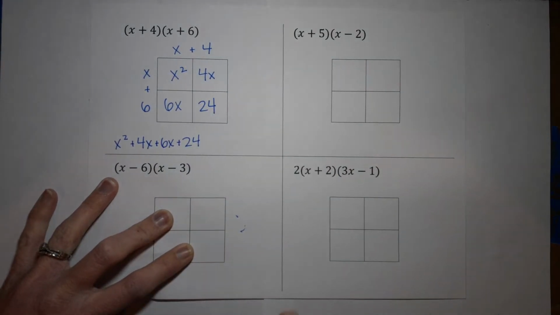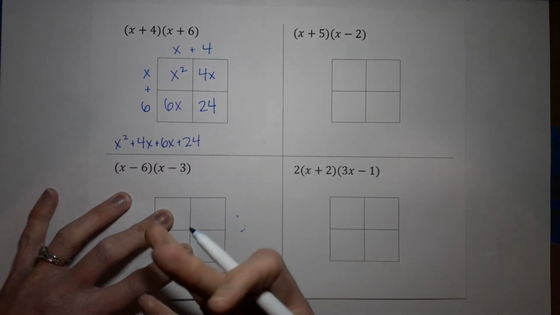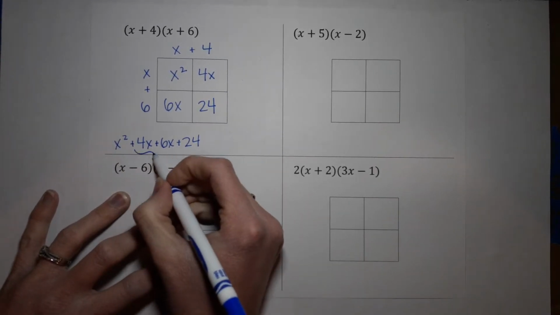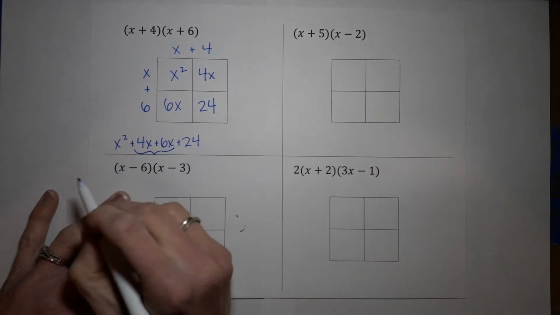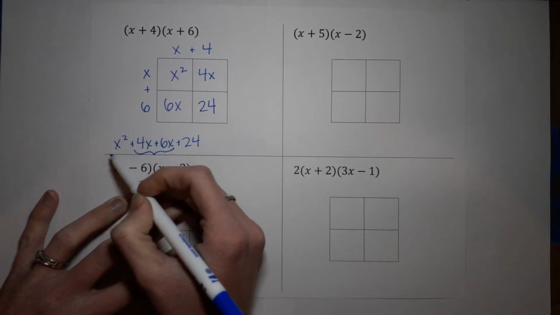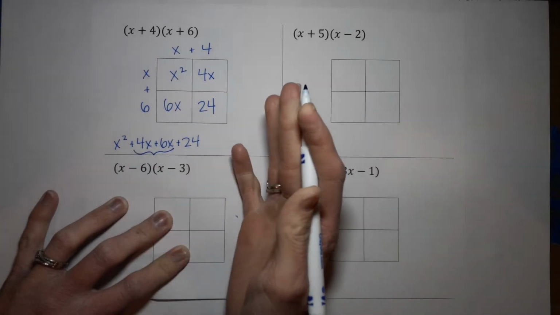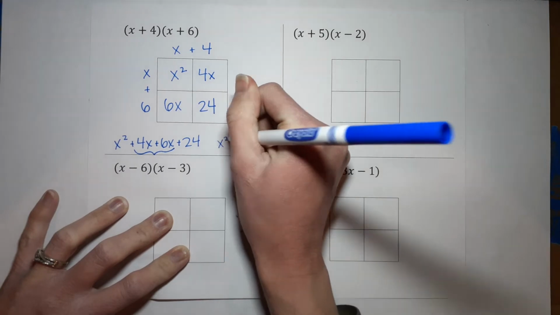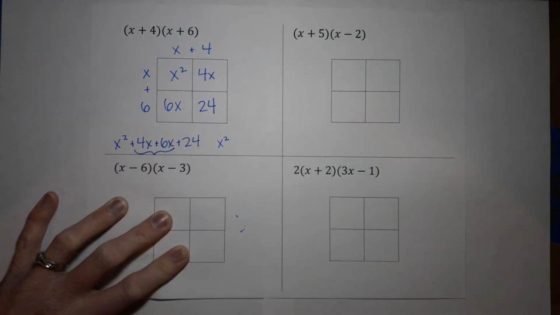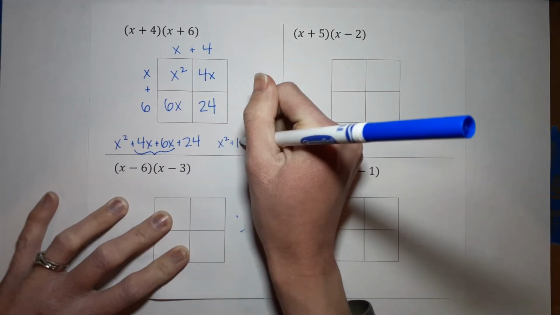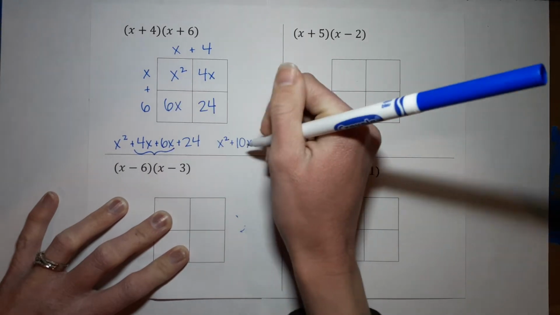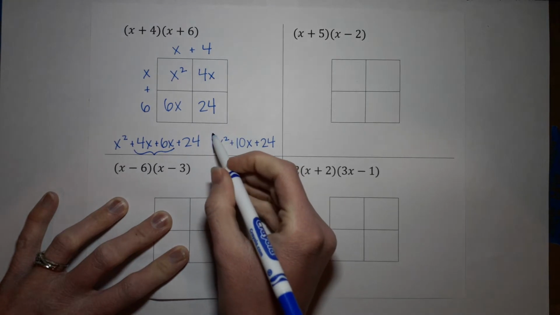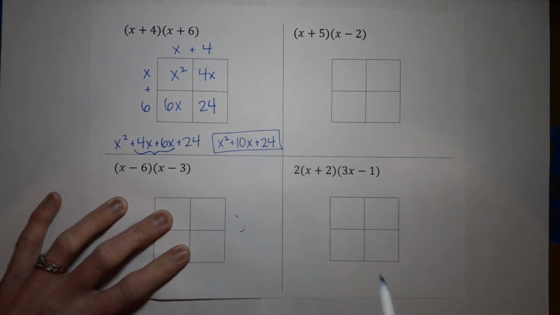Now, you might think you're done, but I need to combine like terms. I need to add or subtract what I can. Since these are both just x terms, I can add those. We can't add the x squared because it's an x squared, but we can add these guys. So that leaves me with x squared. 4x's plus 6 more x's gives me 10x's. And then I've still got that 24 on the back. And that is my answer.